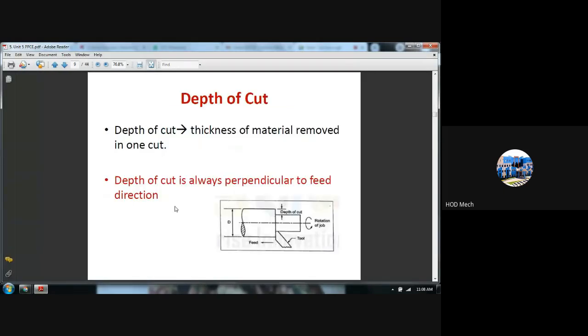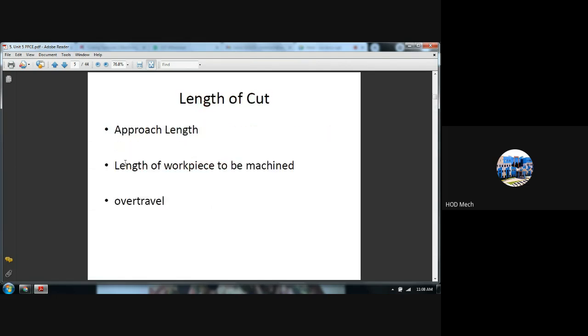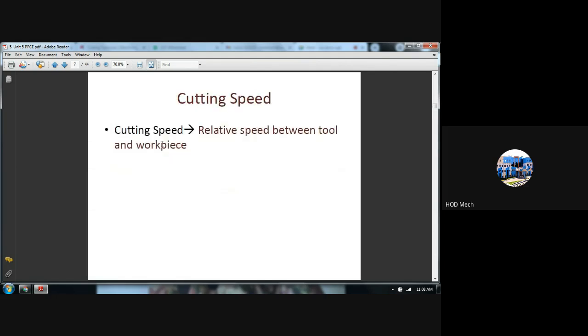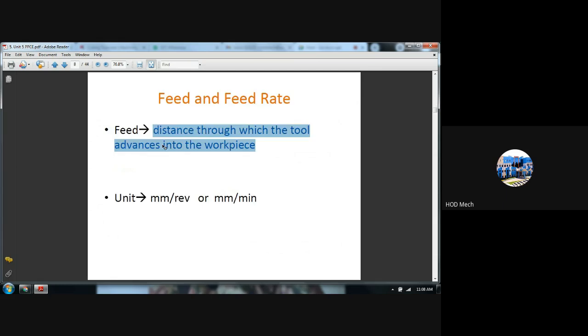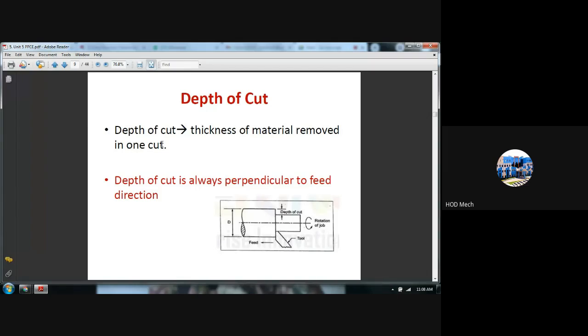Now, depth of cut is the total thickness of material that you are removing in a single cut. This depth of cut is always perpendicular to the feed direction. So for units: length of cut is measured in mm, cutting speed is measured in RPM, feed and feed rate are measured in mm per revolution or mm per minute, and depth of cut is measured in mm.